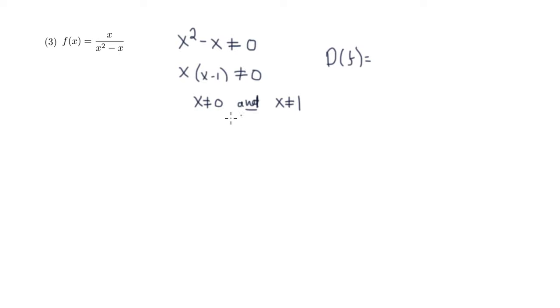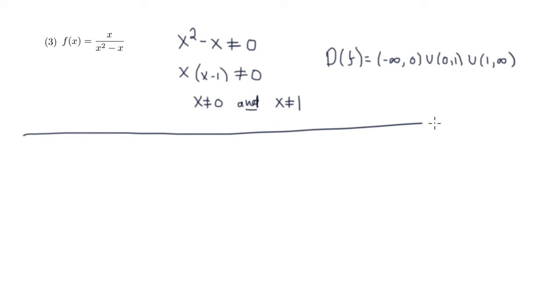So the domain, well, we can just write it as x not equal to 0 and x not equal to 1, but just for fun, let's write it in interval notation. We'll have negative infinity up to 0, not including 0, union 0 to 1, of course not including 0 or 1, and then 1 off to infinity, not including 1. So there's the domain.